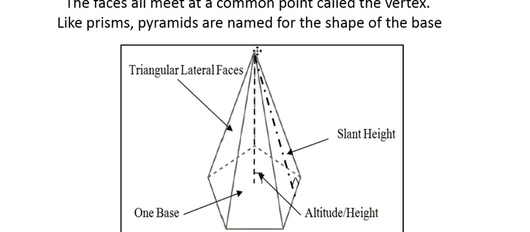Like prisms, all pyramids are going to be named for the shape of the base. So in this case, the base is in the shape of a pentagon. It would be a pentagonal pyramid. In the instance where the base was in the shape of a square, it would be a square pyramid. The altitude, or the height, of our pyramid is going to be the distance from our vertex to the very center of the polygon which makes up the base.